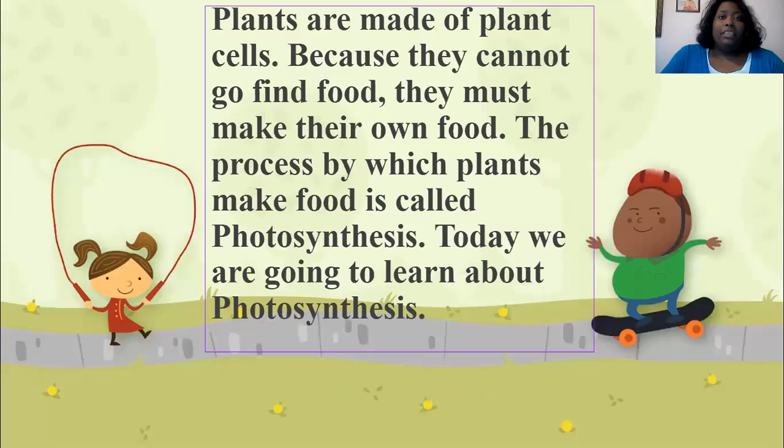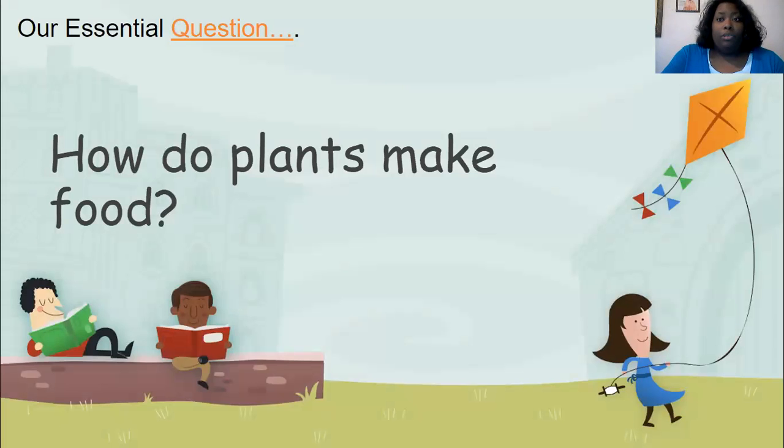So the big idea is that plants are made of plant cells. Because they cannot go find food, they must make their own food. The process by which plants make food is called photosynthesis. Today, we are going to learn more about photosynthesis. So the guiding question or our essential question is, how do plants make food? What's our question again? How do plants make food?